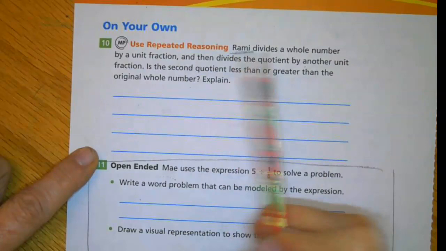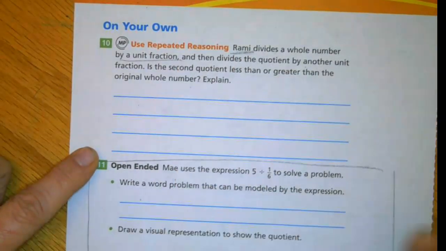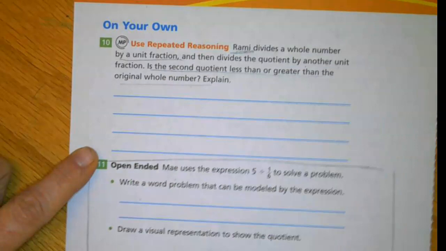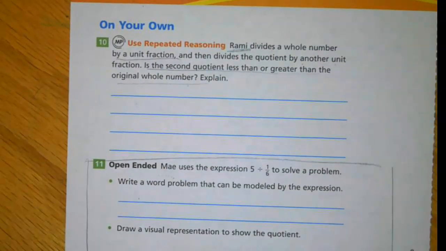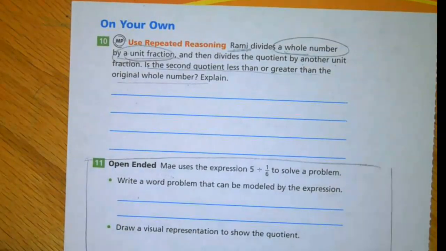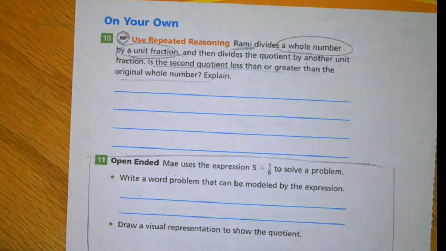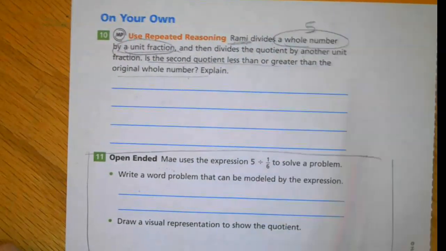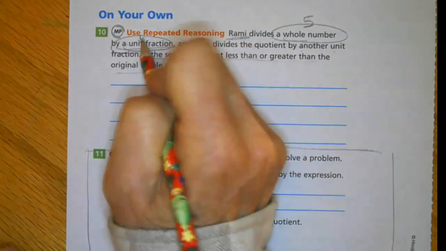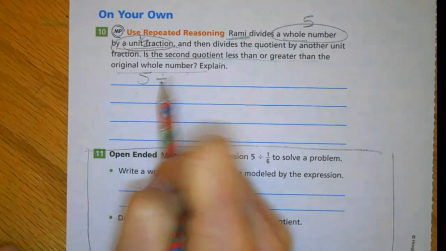Here we have Rami. He divides a whole number by a unit fraction and then divides the quotient by another unit fraction. Is the second quotient less or greater than the original? All right, when they give me that much information, I want to write an example for myself so that I can make sense out of it and just take it a step at a time. Rami divides a whole number by a unit fraction. Well, let me come up with a whole number. I'm just going to make one up off the top of my head, and I'm going to say 5. And he's going to divide it by a unit fraction. All right, I'm going to say 1/2. So I'm going to say 5 divided by 1/2.